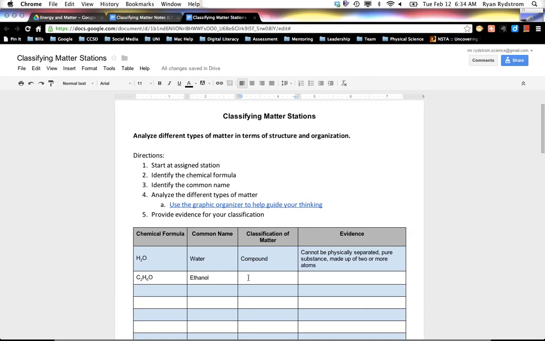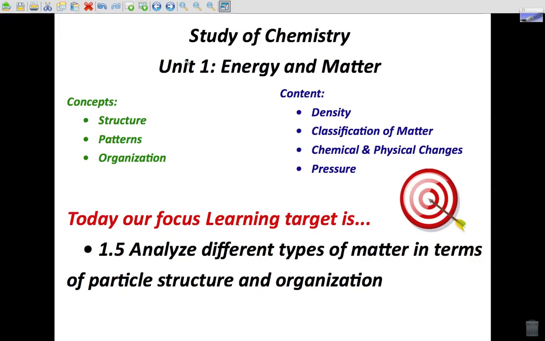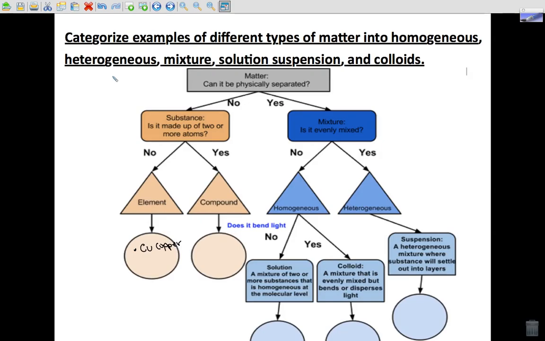So the very first step is I can use the graphic organizer to guide my thinking, which is right here. I'm going to go back to my Mimeo slides so I can write on it. So I need to start off with matter. So we have matter because anything that has space or mass takes up and is matter. So can it be physically separated? So I ask myself, can I physically pick out a C and H in a row, or can I filter those out? No, I can't. So I would say no.